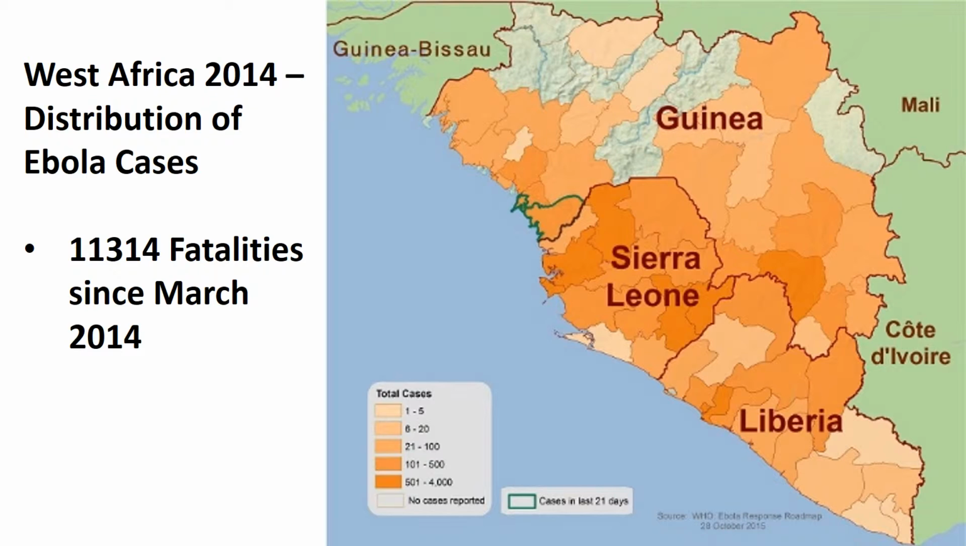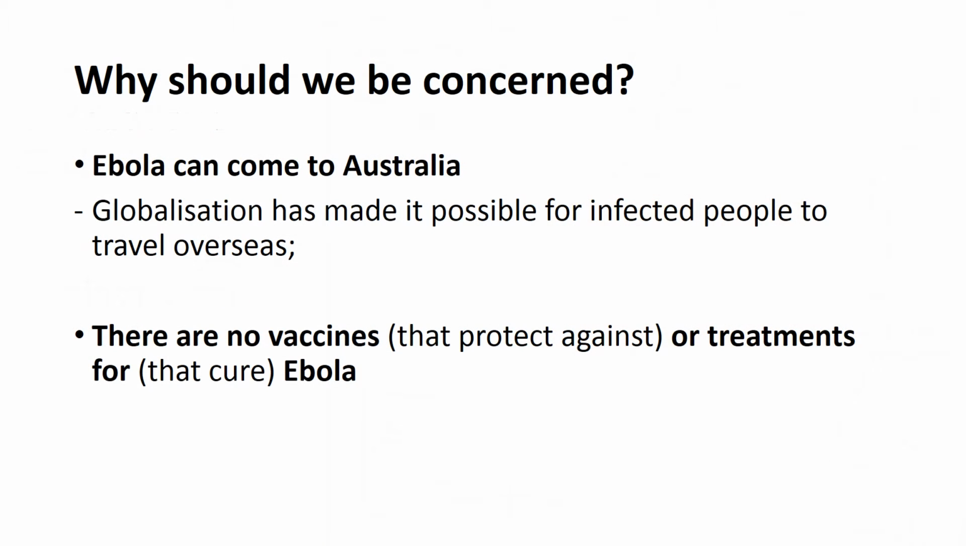Why should we be concerned about EBD? The recent and ongoing outbreak of EBD in West Africa, having had 11,314 fatalities since March 2014, has demonstrated the devastation possible by the Ebola virus. Multiple West African countries and even non-West African countries such as Nigeria and USA have been affected, with the highest number of confirmed cases in Guinea, Liberia, and Sierra Leone.